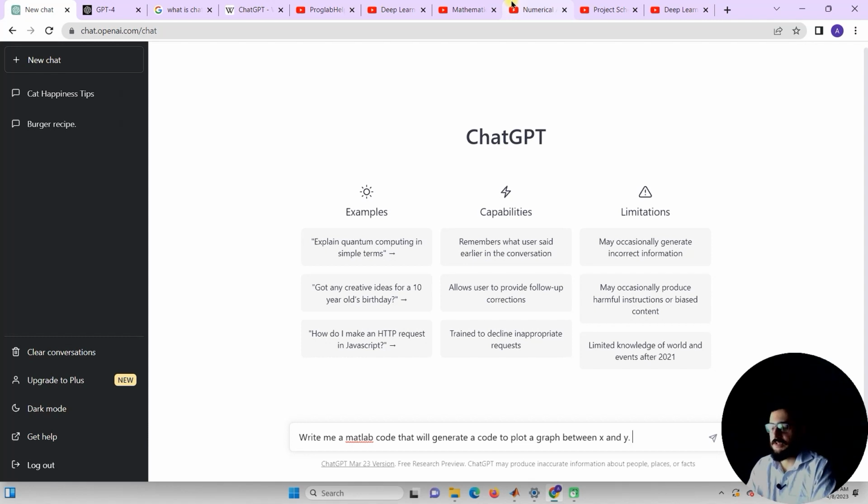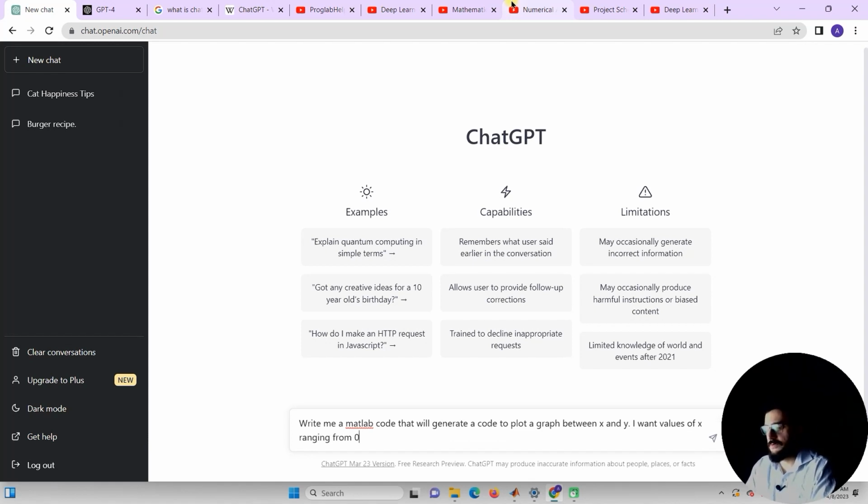Now what I want is x values that range from 0 degrees to 180 degrees. In order to do that, I ask ChatGPT, okay, I want values of x ranging from 0 to 2 pi. Okay, so 2 pi means 180 degrees. Values of y would be a function of x. So y is equal to sine x.